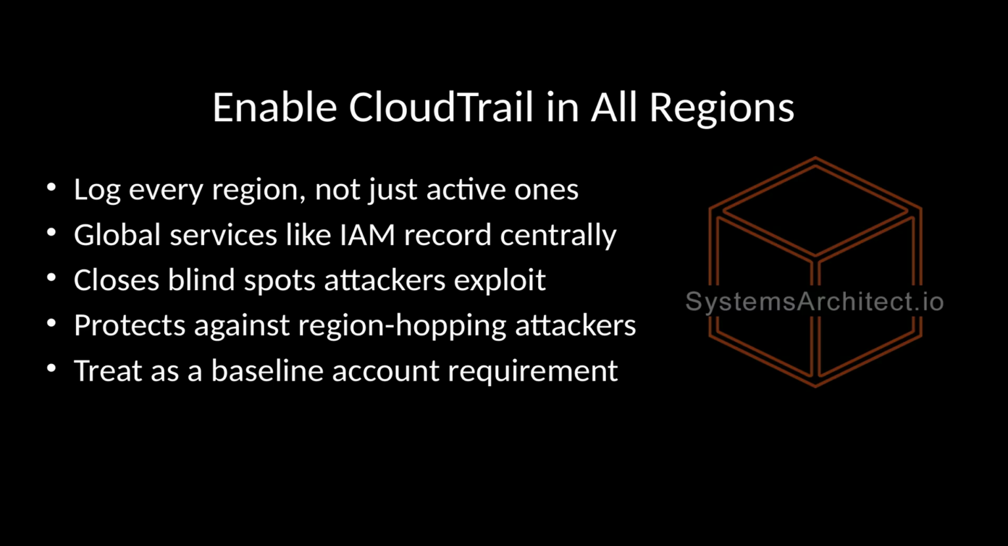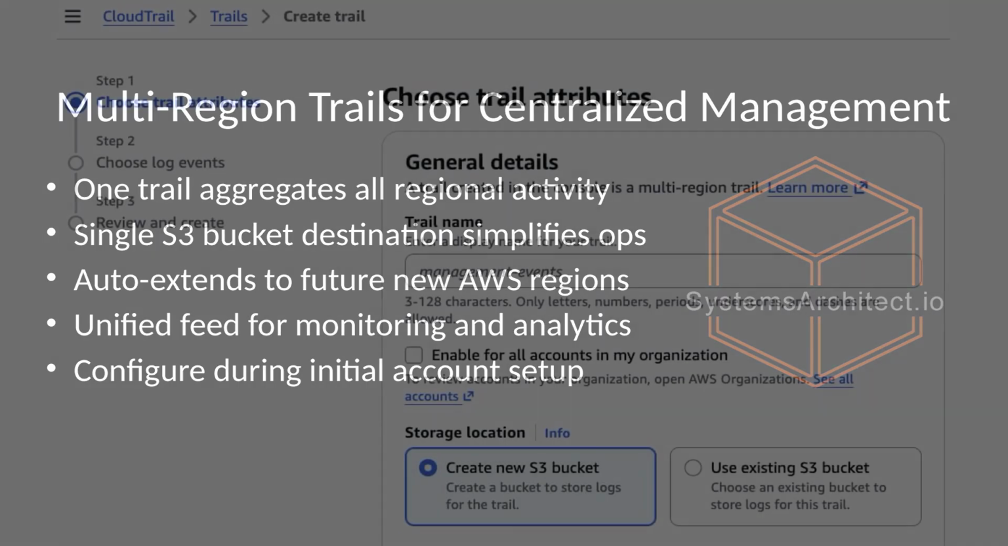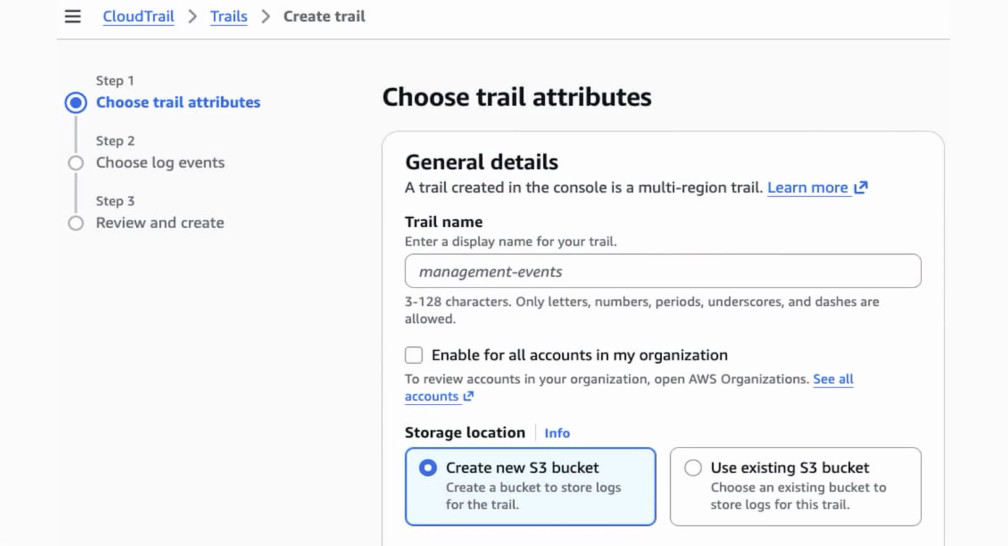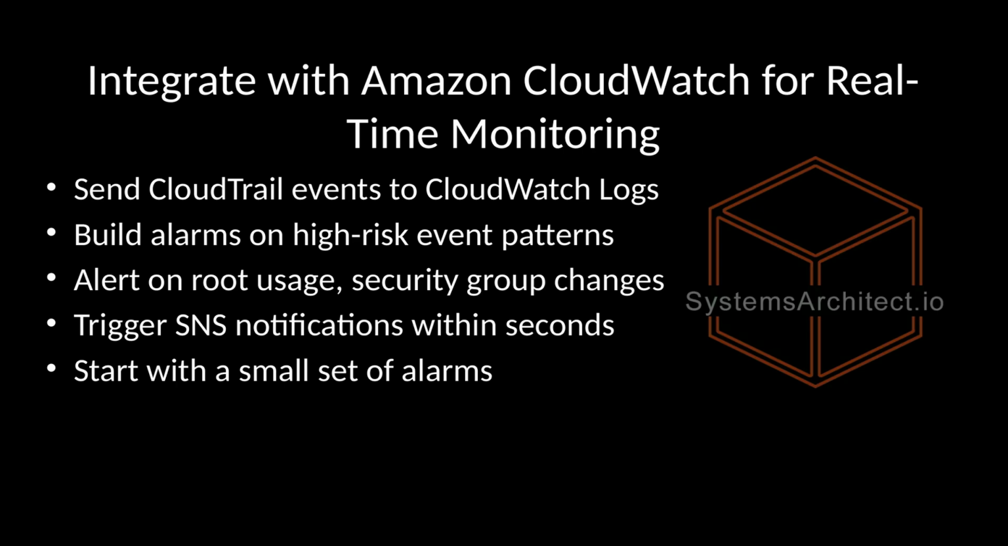2. Multi-region trails for centralized management. A multi-region trail lets you aggregate all of that activity into a single Amazon S3 bucket instead of managing a separate trail per region, which dramatically simplifies operations. Your security team gets one consistent place to look, and the trail automatically extends to any new AWS region that launches later. Set this up during initial account setup so you never have a gap between account creation and full coverage.